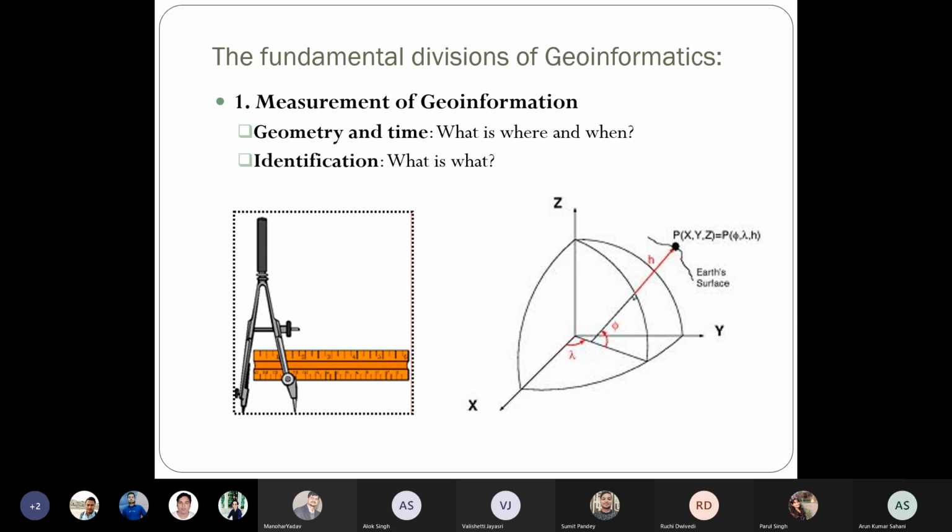And after that, you can take the square root of (x2 minus x1) square plus (y2 minus y1) square plus (z2 minus z1) square. And you will get the 3D distance between the two reference points. But if you actually want to calculate the distance between those 2 points on the ground, then you only need to consider the x and y values. Fine.